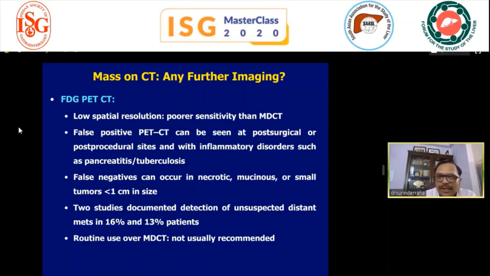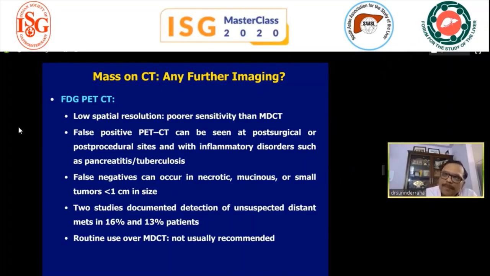Then what about FDG PET CT, which is quite commonly done here and there? First of all, you have to understand that FDG PET CT has a lower spatial resolution than an MDCT. So it has got a poor sensitivity for detecting pancreatic mass as well as vascular invasion. And then we all know that false positive PET can happen in inflammatory conditions, and false negatives can occur in necrotic tumors or mucinous tumors or tumors which are less than 1 centimeter.